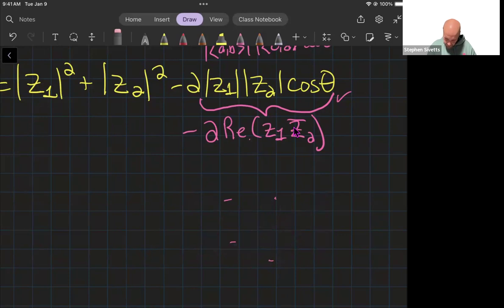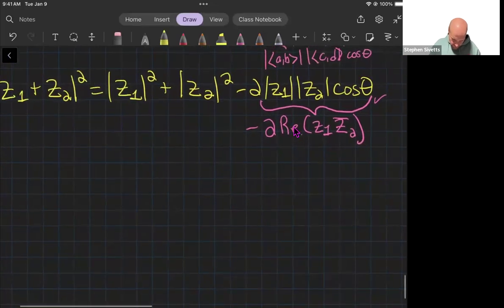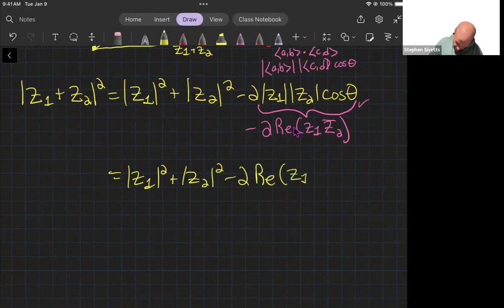Okay, so this quantity therefore is equal to the length of Z1 squared plus the length of Z2 squared minus 2 times the real part of Z1 times Z2 conjugate.